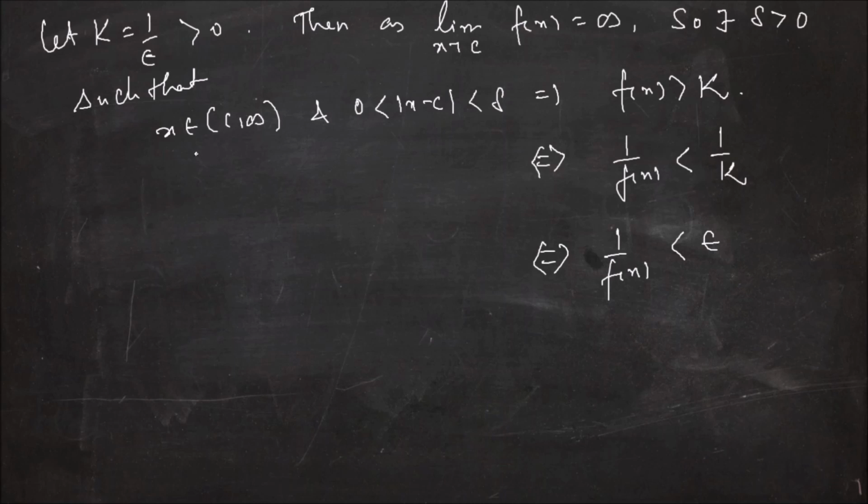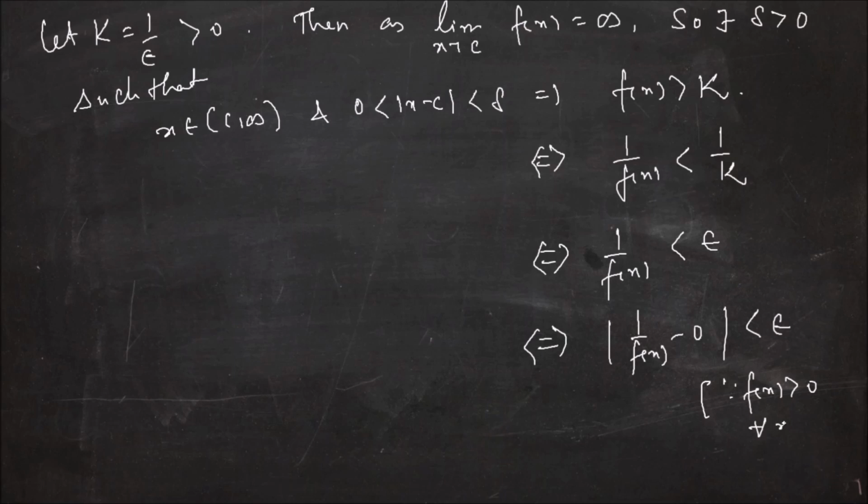Now because x belongs to (c, infinity), f(x) is positive, so I can take this into modulus and write this. Both the statements are equivalent because x belongs to (c, infinity) and f(x) is given to be greater than 0 for all x belonging to (c, infinity). So this is what we were to prove.